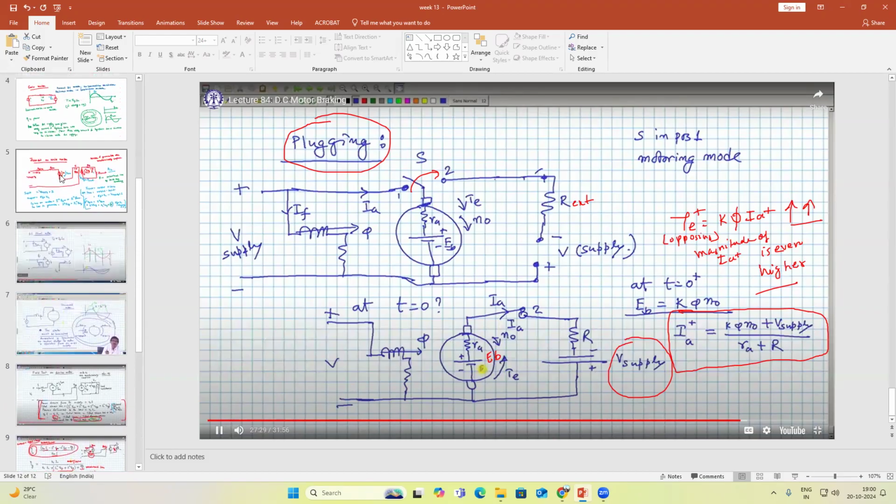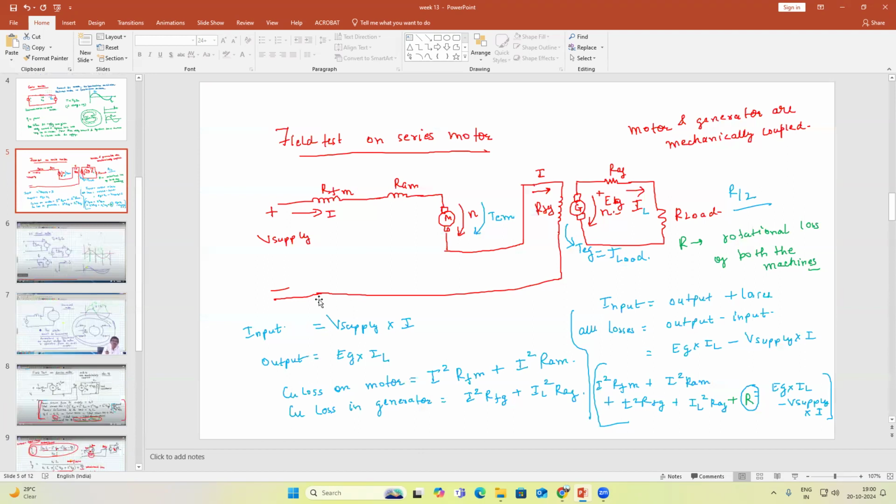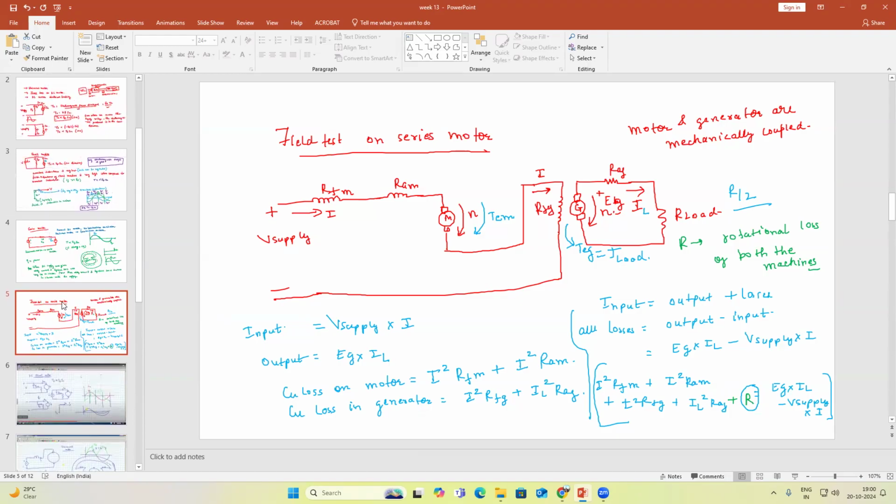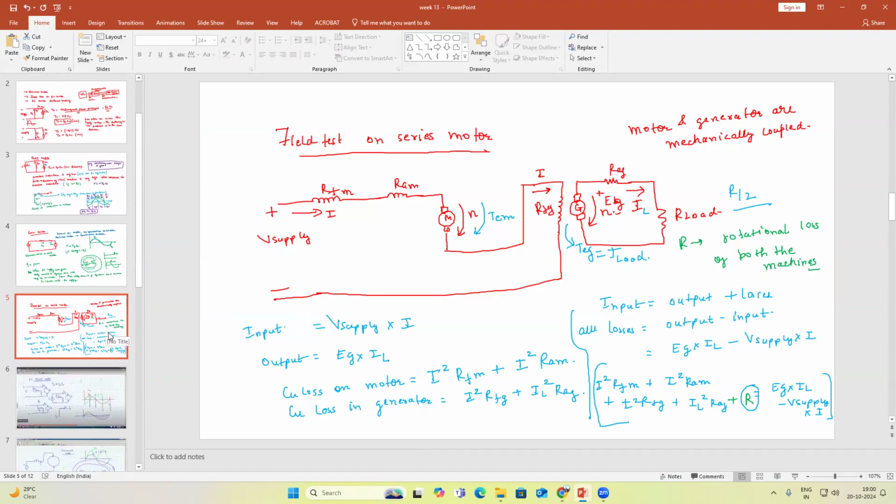Similarly, this field test also has some equations. So if a numerical has to come, it can come from this also, but for other topics like universal motor and all, only theory questions can come.